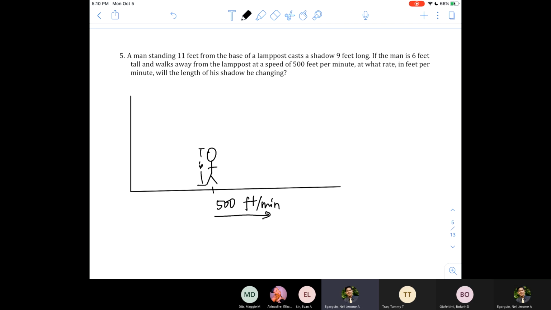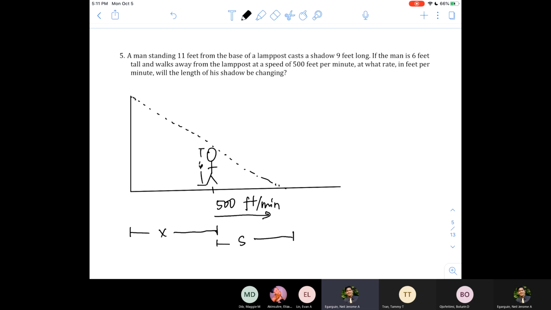Okay. Then of course you have a lamppost here. Okay. And then he is casting a shadow, right? And then it looks like I have two different quantities over here. I have this quantity, which represents how far he is from the lamppost, right? So I'll call it X. And then I'll call this S for shadow, the length of the shadow, okay?